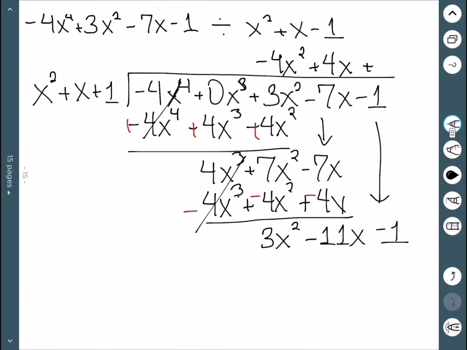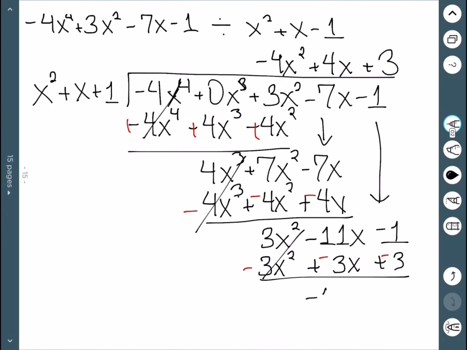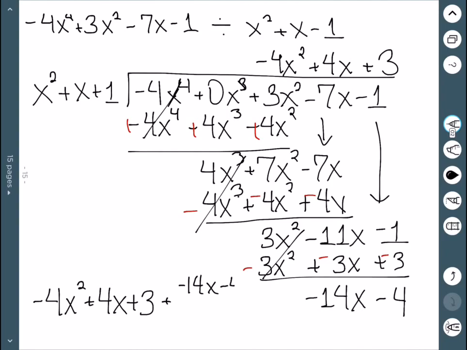x squared times 3 is 3x squared. So 3 times x squared is 3x squared, 3 times x is 3x, and 3 times 1 is 3. Once again, we subtract. And this would give us negative 14x minus 4. So our answer: negative 4x squared plus 4x plus 3 is the quotient. And then we would take our remainder over the divisor.